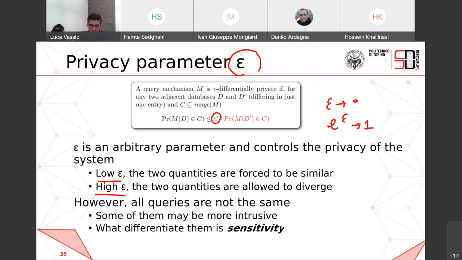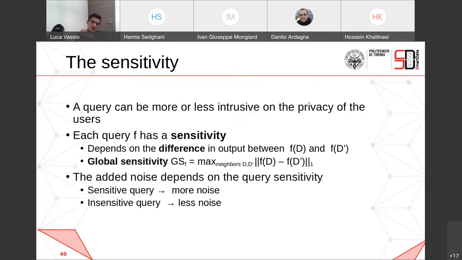We're talking about query mechanisms, but we can do different kinds of queries, and not all queries are the same. Some are more intrusive, some are less. There is a second characteristic, not a parameter, but a characteristic of the query, and it's called sensitivity. We can associate a value of this metric, sensitivity, with each query F.